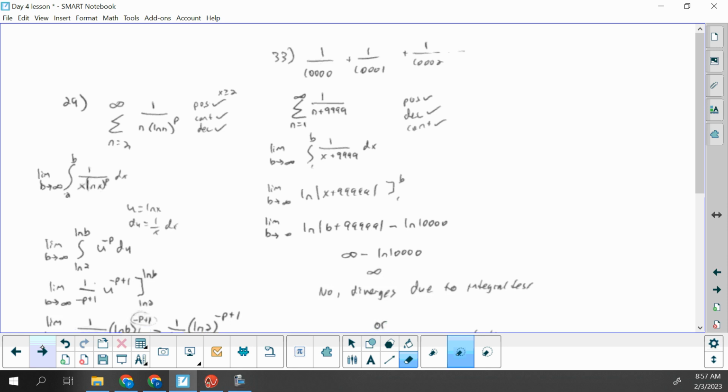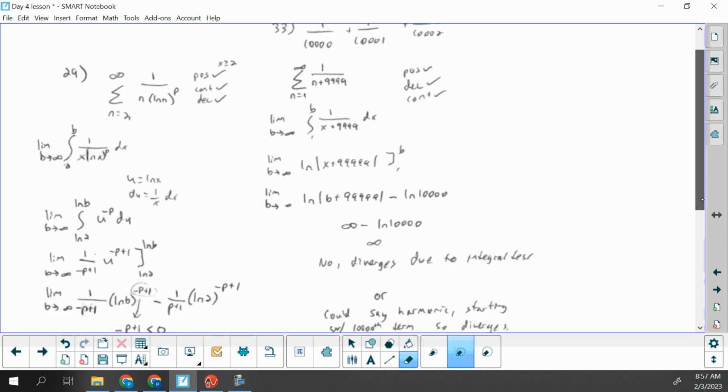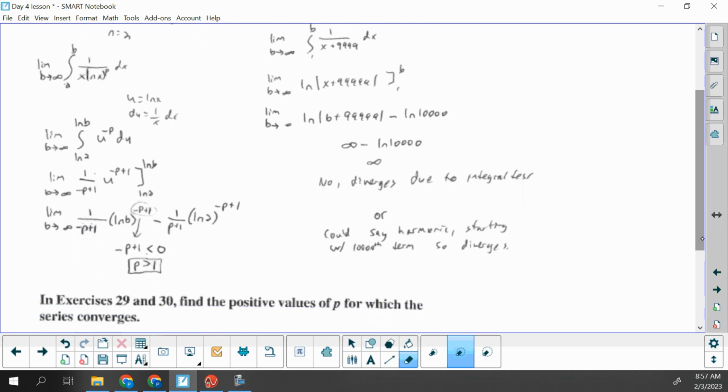For 29, we would want to let u equal the natural log of x in this case. So du is 1 over x dx. So we end up with u to the negative p. Our exponent goes up 1, and we divide out front by negative p plus 1. I changed my bounds here: natural log of 2 and natural log of b.